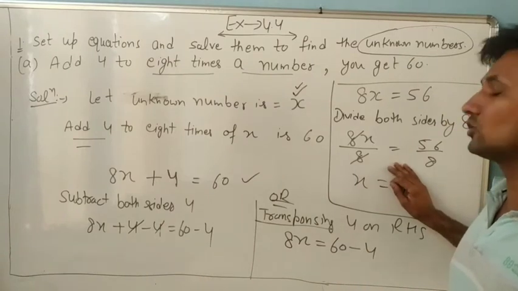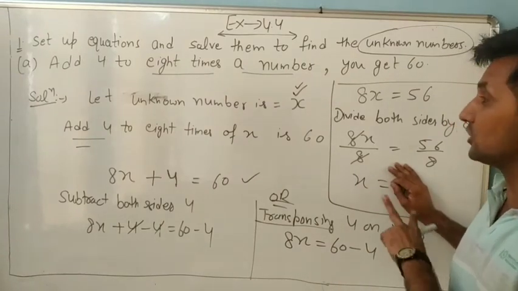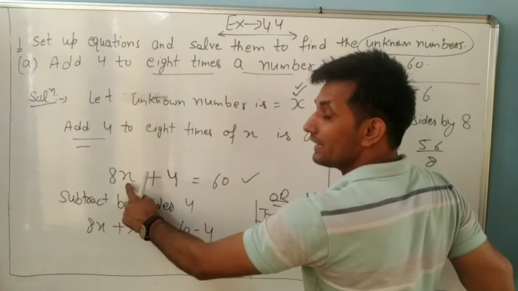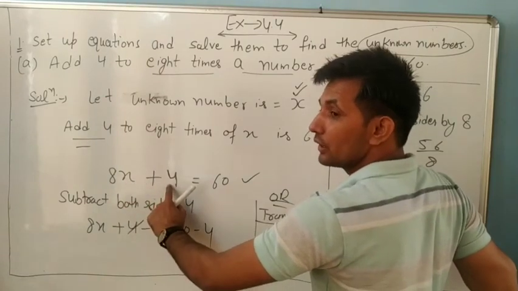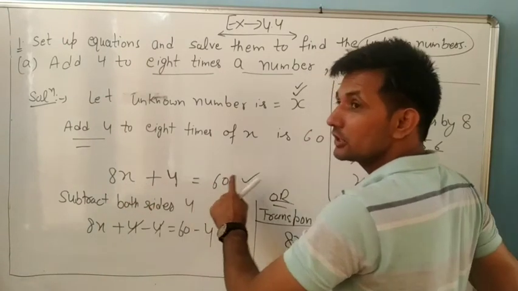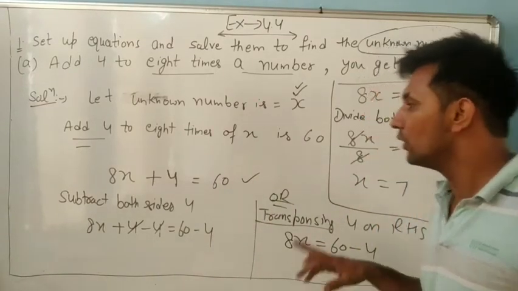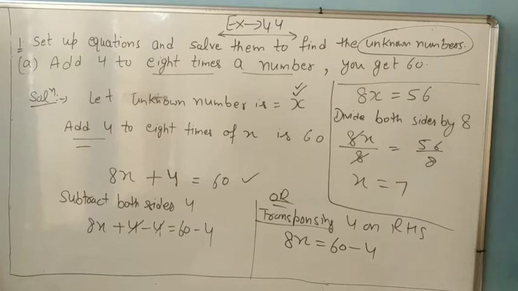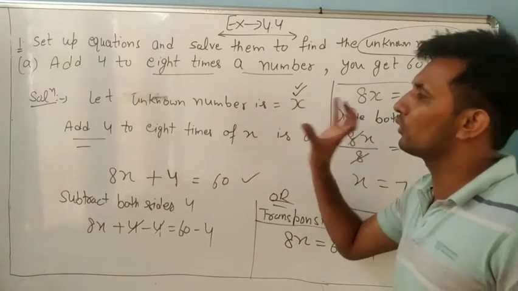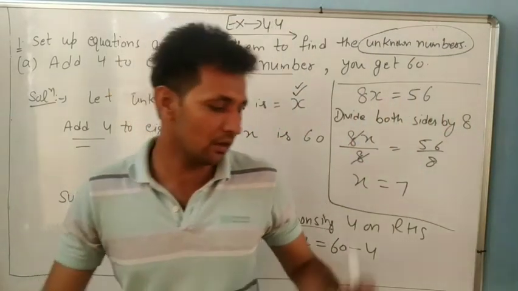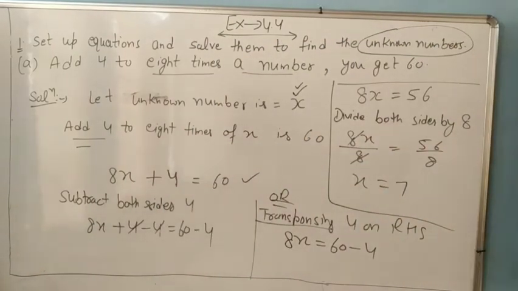Maybe someone's answer comes as 2. X is 2. So 2 into 8 is 16. 16 plus 4 is 20. Is 20 equal to 60? No, it means our answer is wrong. So you can verify also. Only you have to find the unknown number. Please note it down.